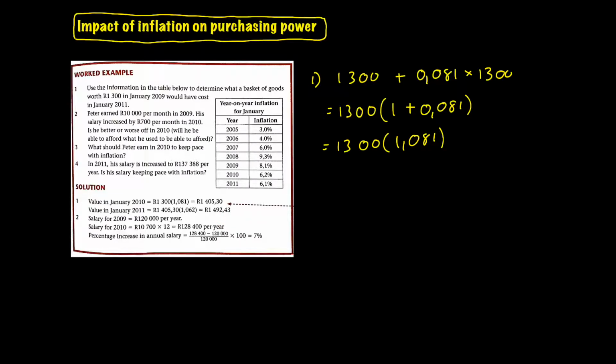Okay, question 2. Peter earned 10,000 Rand per month in 2009. His salary increased by 700 Rand per month in 2010. Is he better off or worse off in 2010? In other words, would he still be able to afford what he used to be able to afford?